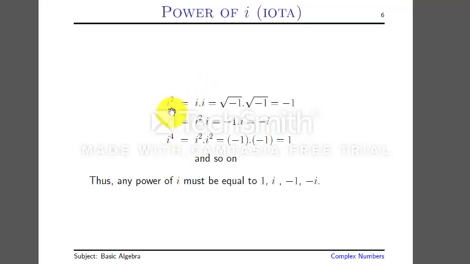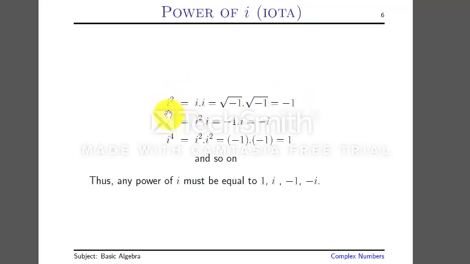If we write iota square, it means iota multiplied with iota, and the value of iota is under root minus 1. So under root minus 1 multiplied with under root minus 1. When we take the square of under root minus 1, the square will cancel out with the square root sign. So one can obtain the value minus 1. So the value of iota square is minus 1.